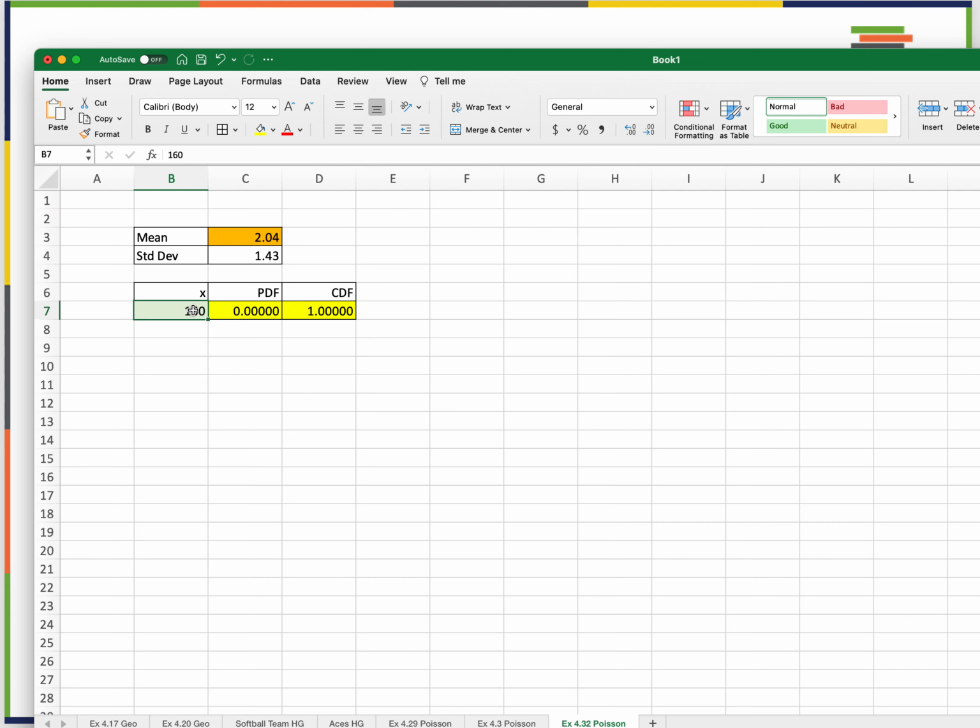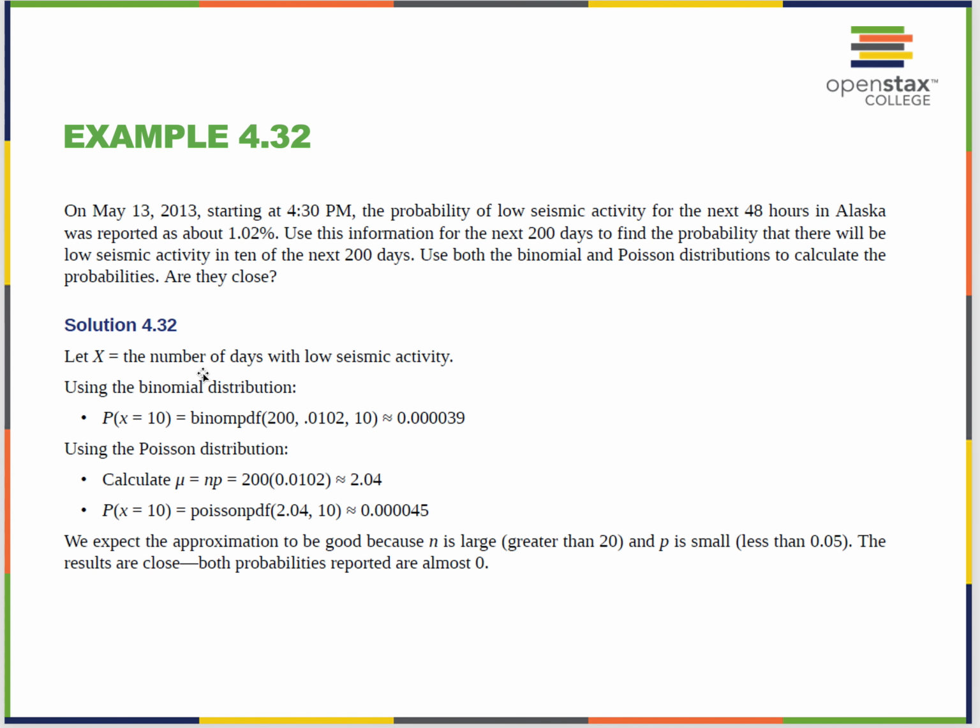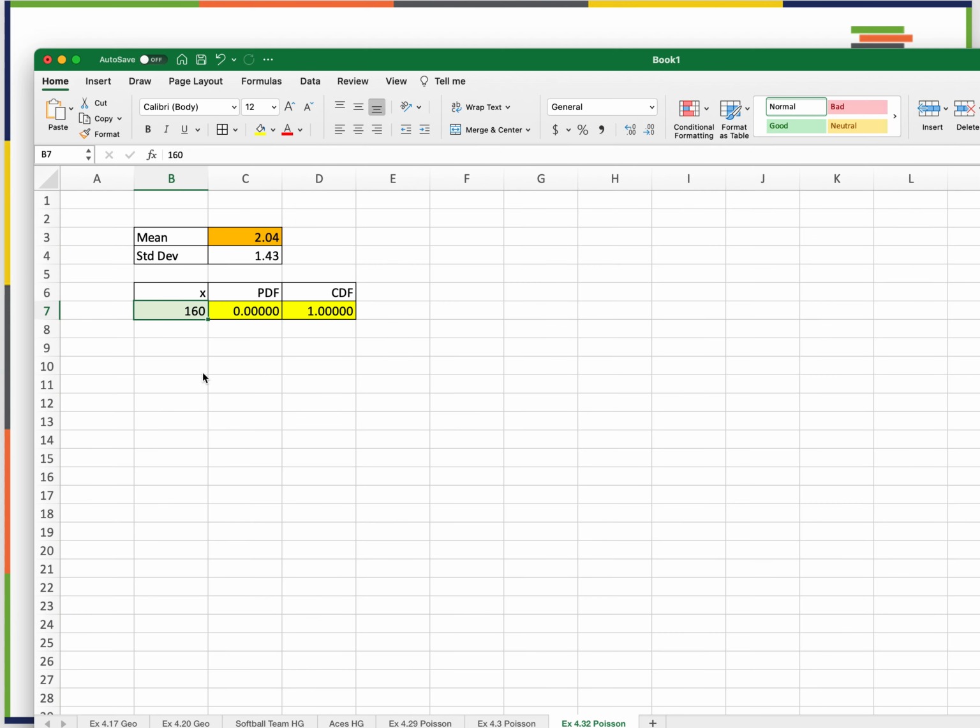And I'm looking at the probability of 10 days. Let's see, to find the probability that there will be low seismic activity in 10 of the next 200 days. So I put 10 there. It's 0.0004 or 99.9999%.